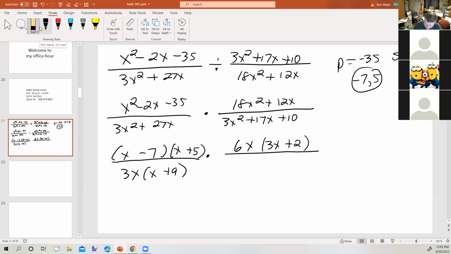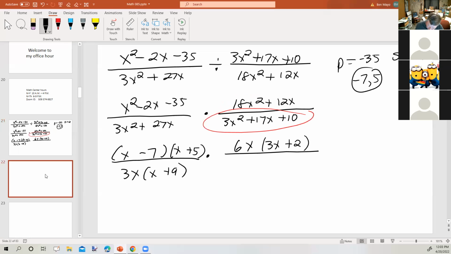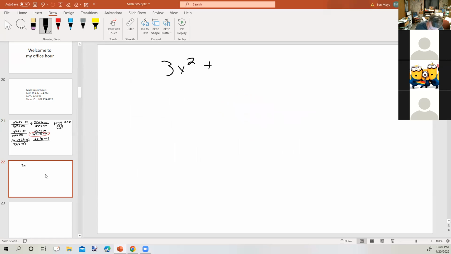So far, so good? Yes. All right, now comes the tougher one. So let's take a look at that. Let's go to the next page with that one. 3x squared plus 17x plus 10. Do you prefer factoring by grouping or trial and check?